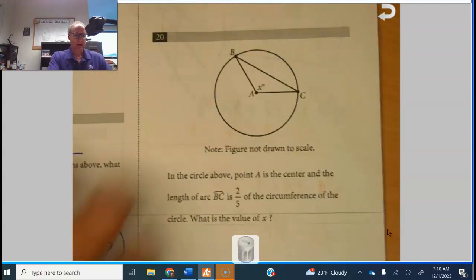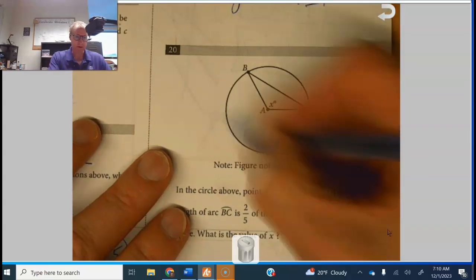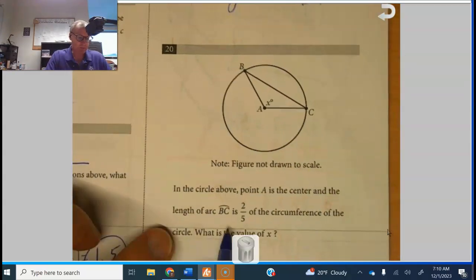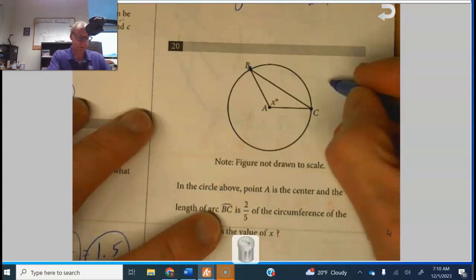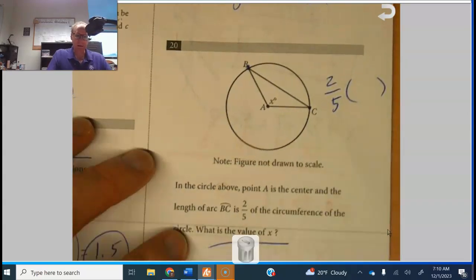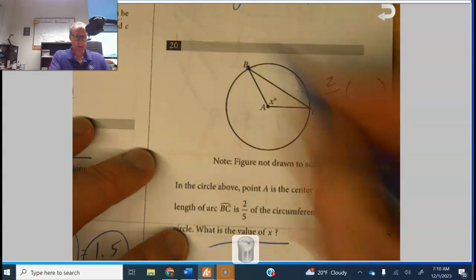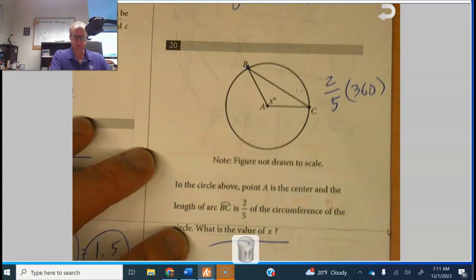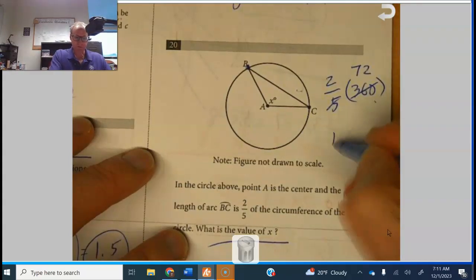Last one, we have what's called a central angle on this circle here. And it says that BC, from here to here, is 2/5 of the circle. Well, we want the central angle. And 2/5 of the circle is how much of a whole circle? Well, that's out of 360. 5 goes into 360 72 times. And 72 times 2 is 144.